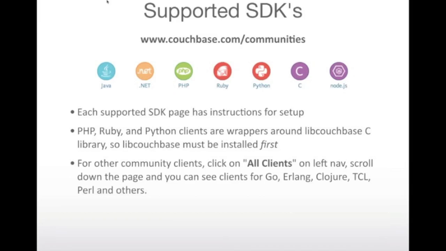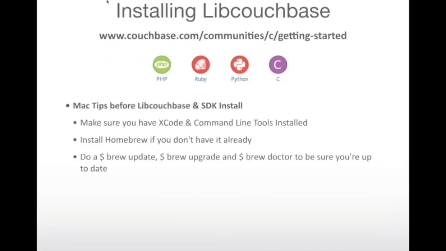They're called community clients, but some of them are actually made by Couchbase folks. They're not officially supported with our support contract, but they are available, and of course, we use a lot of them all the time. The Ruby, PHP, and Python clients are wrappers around the C library, so you need to install libcouchbase first before installing those three. The Node.js one most recently actually includes libcouchbase in the npm install. Just for PHP, Ruby, and Python clients, you're going to need to install libcouchbase first.